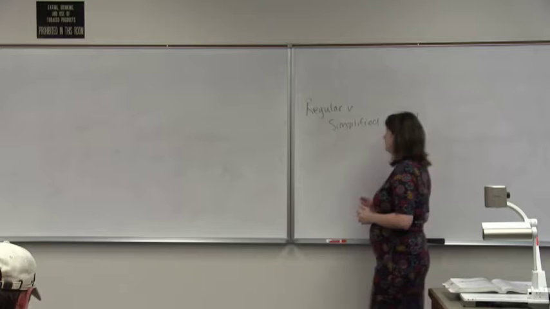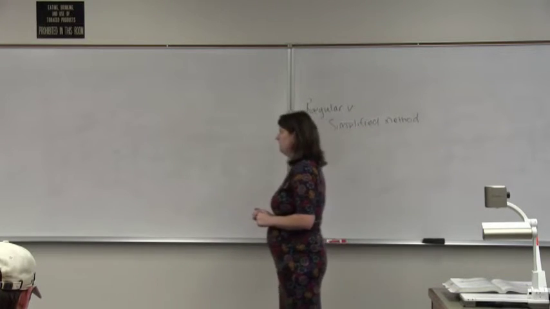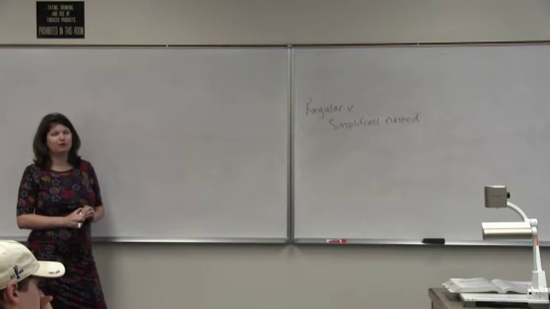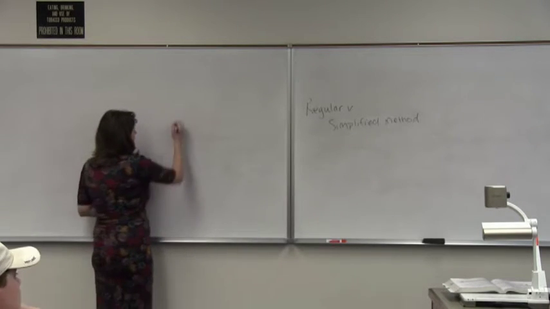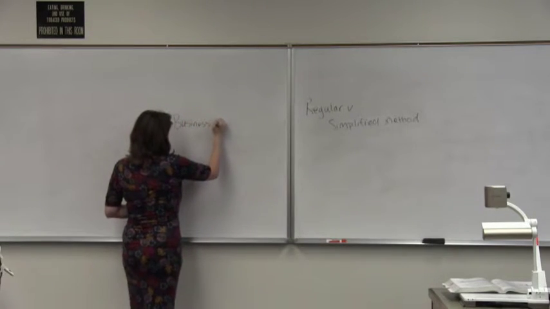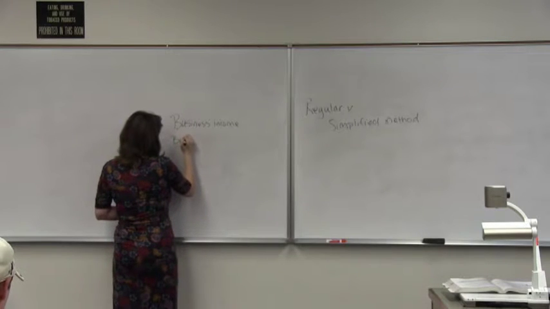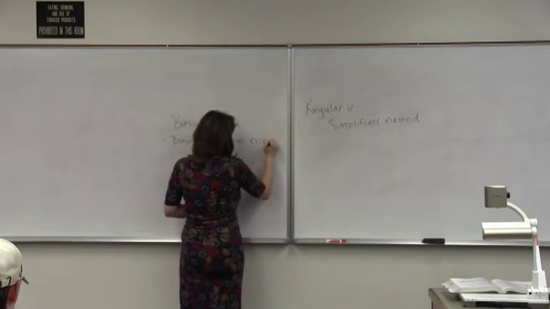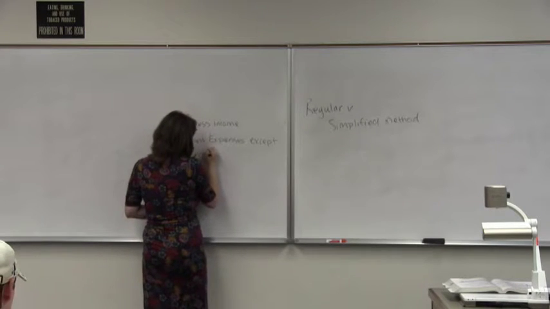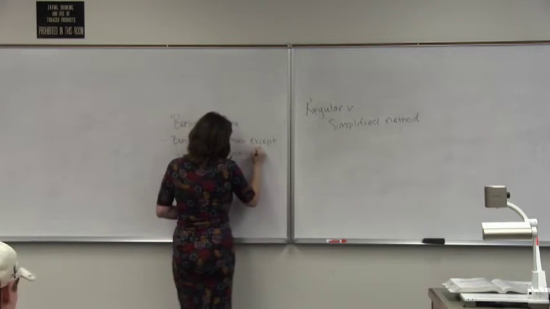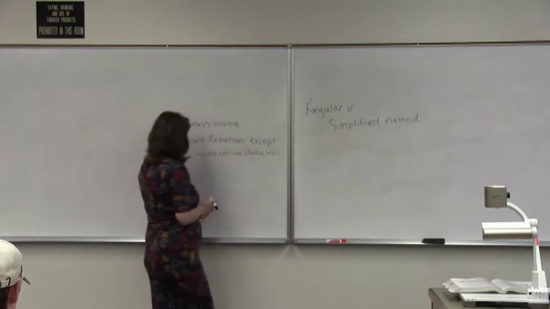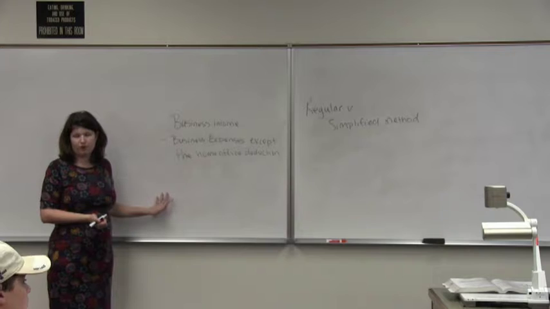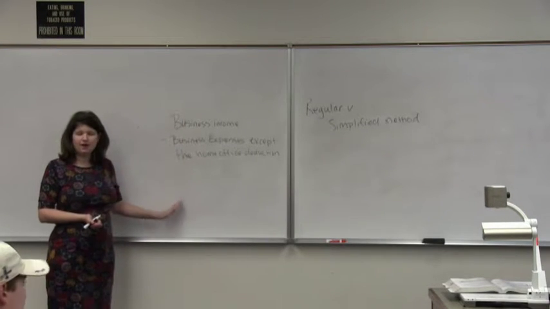So like I said, there are two methods. We have the regular versus the simplified method. Some other rules for the home office deduction: the home office deduction cannot create a loss. So what this means is we take our business income and then we subtract our business expenses, except the home office deduction. Whatever is left is the amount of the deduction that you receive for home office. So your home office deduction cannot create a business loss.